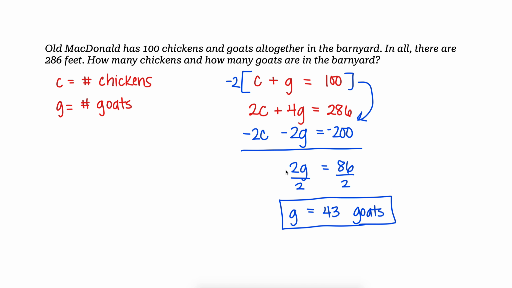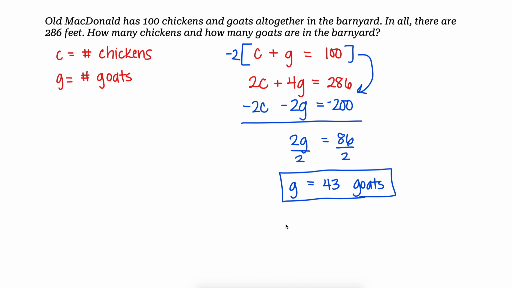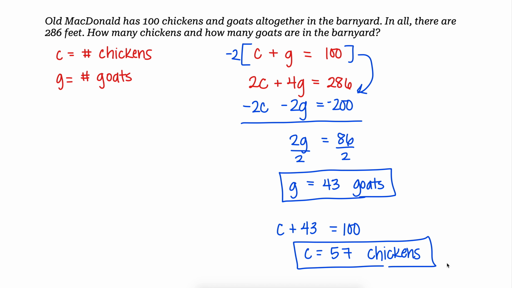I know that there's 43 goats, so to find the number of chickens, I can actually go back to either of the original equations. I think the first equation is a little simpler. C plus G is 100. To find the number of chickens, C plus 43 equals 100. Subtract 43 from both sides, so I get 57 chickens. And if you plug in the 57 for C and the 43 for G into that second equation, you can verify that it is also going to be true. So 43 goats, 57 chickens.